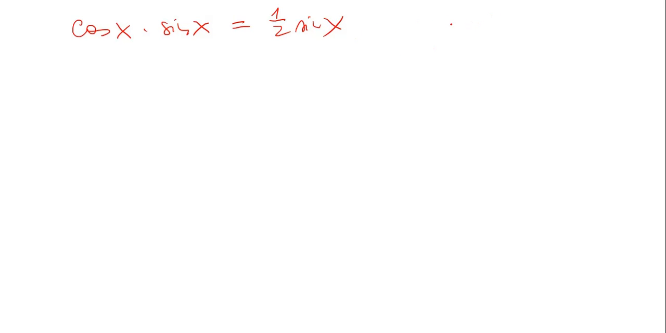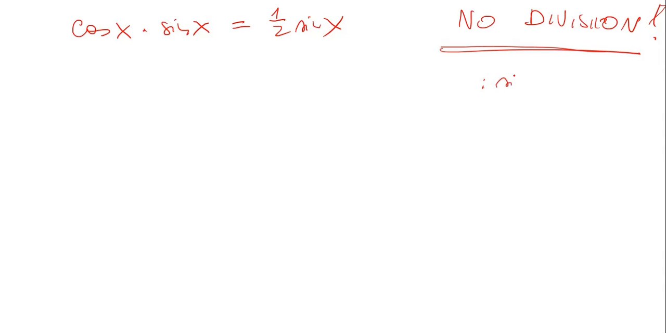So what we are left with is cosine x times sine x equals 1/2 sine x. Now let's move the right side to the left side. Let's maybe just write this down. So no division here. Just remember that it's always better not to divide.